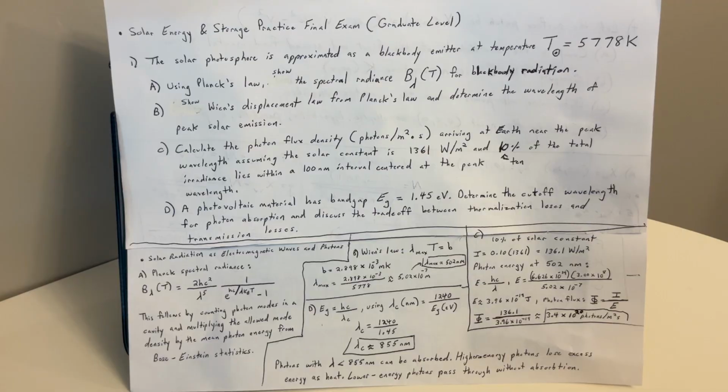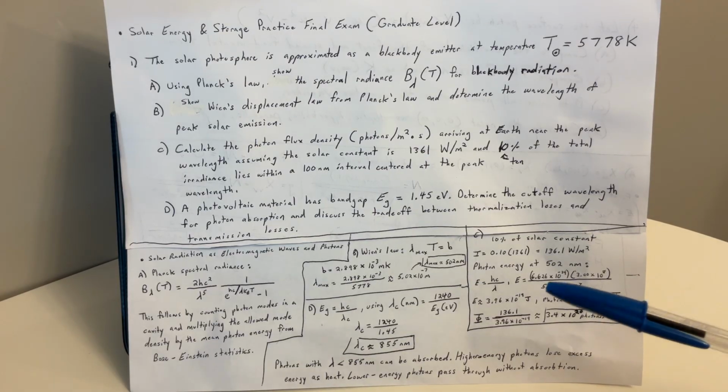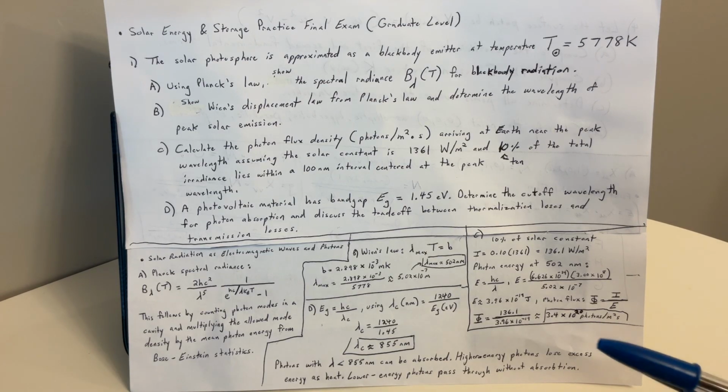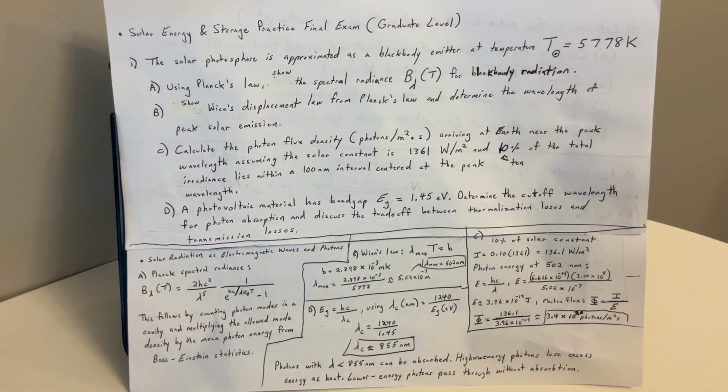We use E equals hc over lambda. So E is going to be 6.626 times 10 to the negative 34 times 3.00 times 10 to the 8th over 5.02 times 10 to the negative 7th. E is approximately 3.96 times 10 to the negative 19th J. Our photon flux here, I over E, is 136.1 divided by 3.96 times 10 to the negative 19th, which would give us about 3.4 times 10 to the 20 photons per meter squared second.